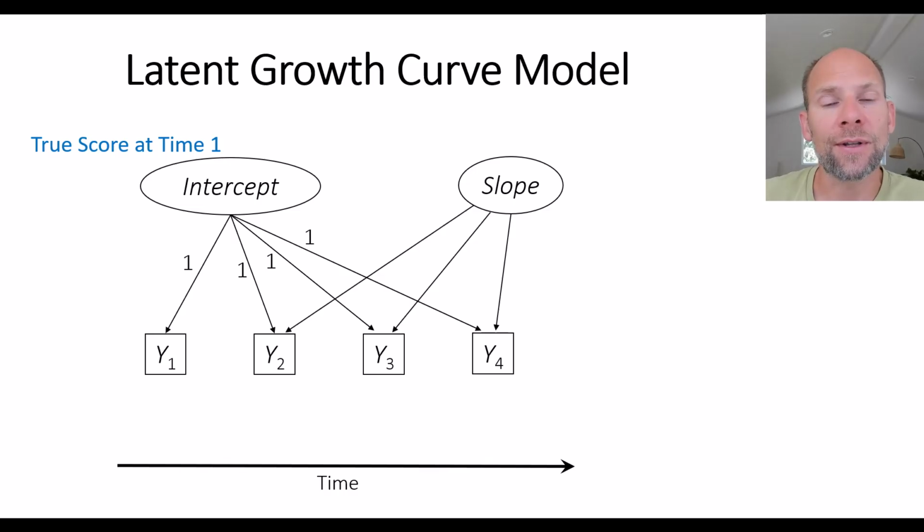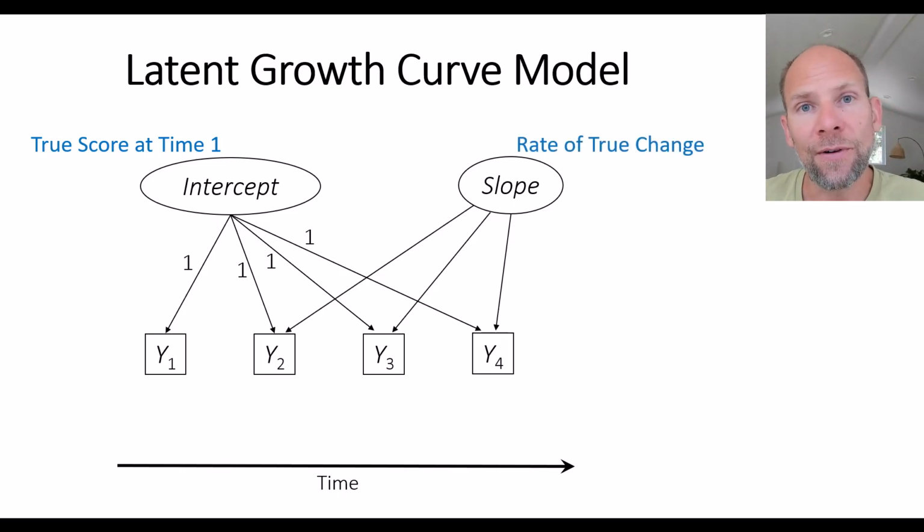But for the second, third, and fourth time points, we may expect that individual scores have changed, and therefore the slope factor or shape factor has an effect there and quantifies the degree of inter-individual differences in change across time. So the slope factor provides information about the rate of true change across time.